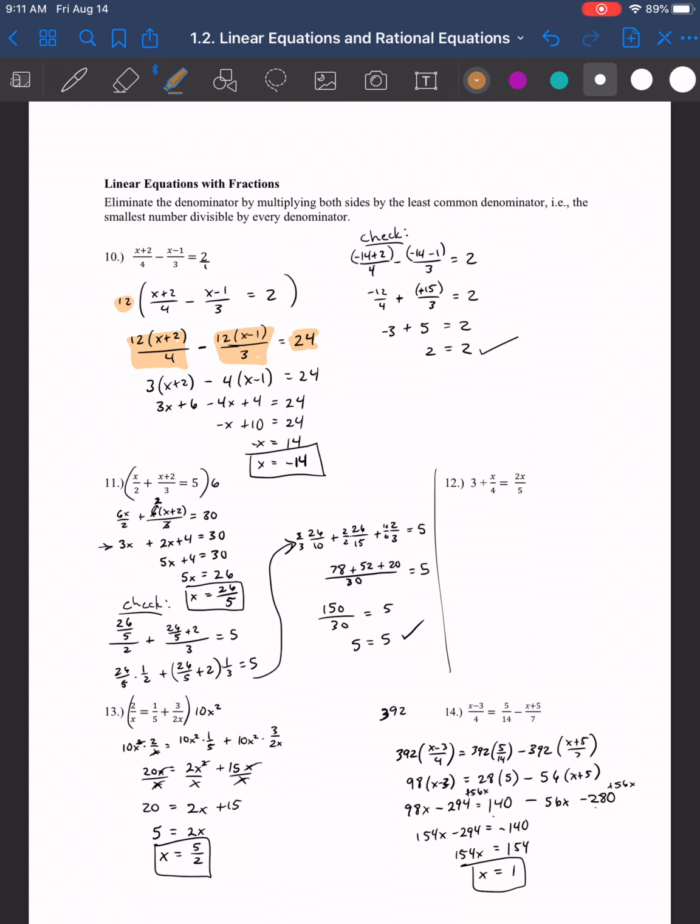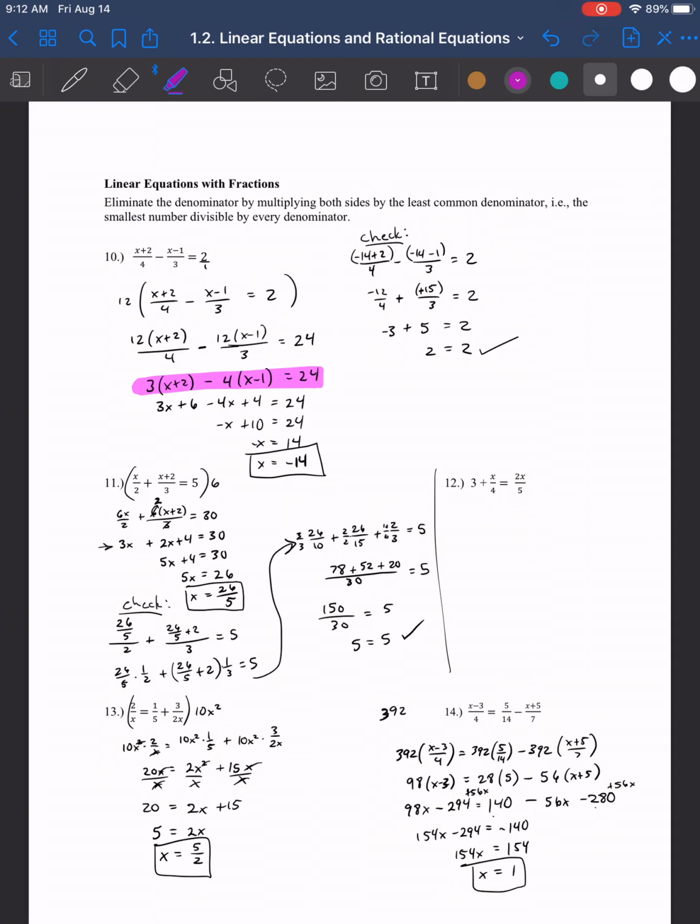Here I can divide the 12 by this 4. That gives me a 3. And I can divide this 12 by this 3, and that'll give me that 4 right there. All right, so now what I've essentially done is ended up with a nice little version of the equation here. Let me get rid of all these other marks. That does not have any fractions in it. We got rid of all the denominators.